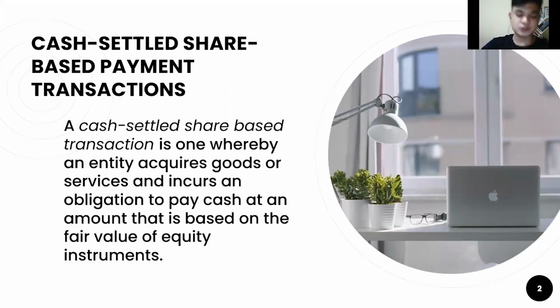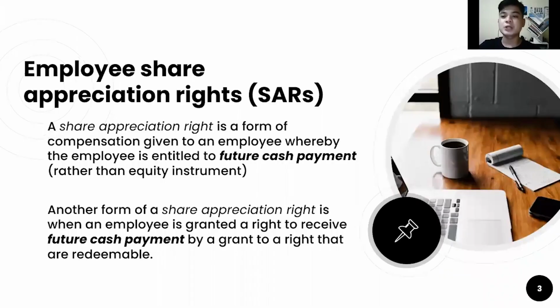Yung mga goods or services at mga related liability ay minimeasure at the fair value of the liability. I hope that is clear. Isa pa sa mga dapat nating tandaan is at the end of each reporting period and even on settlement date, the liability is remeasured to fair value. So, ang isa pong common example niyan is yung tinatawag nating Employee Share Appreciation Rights or SARS.